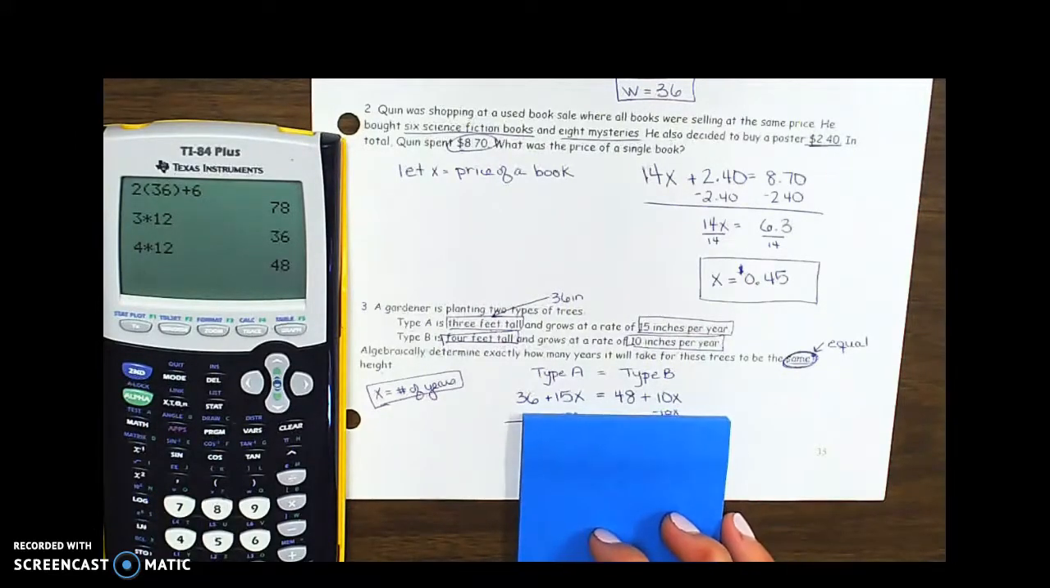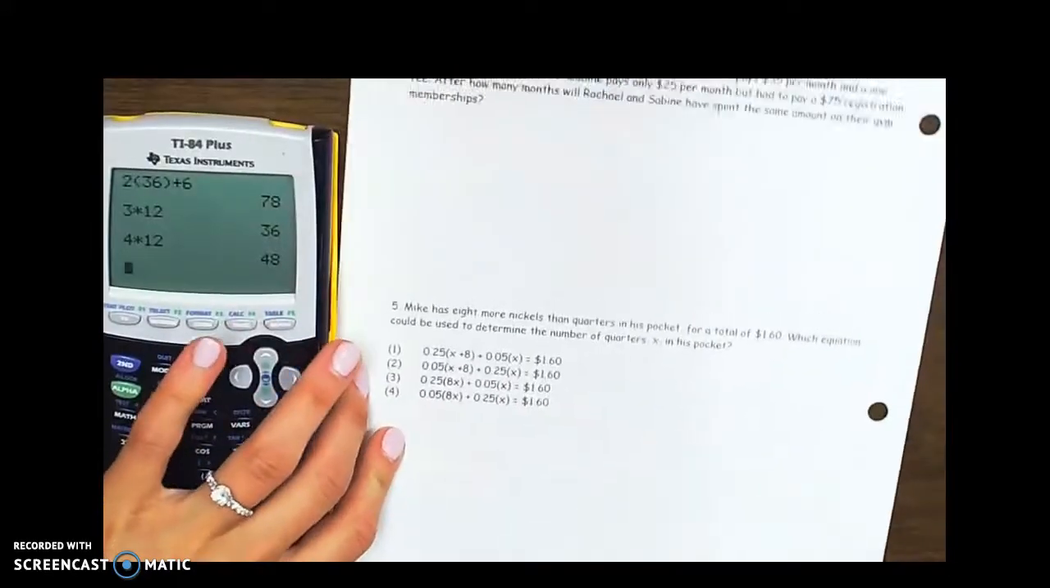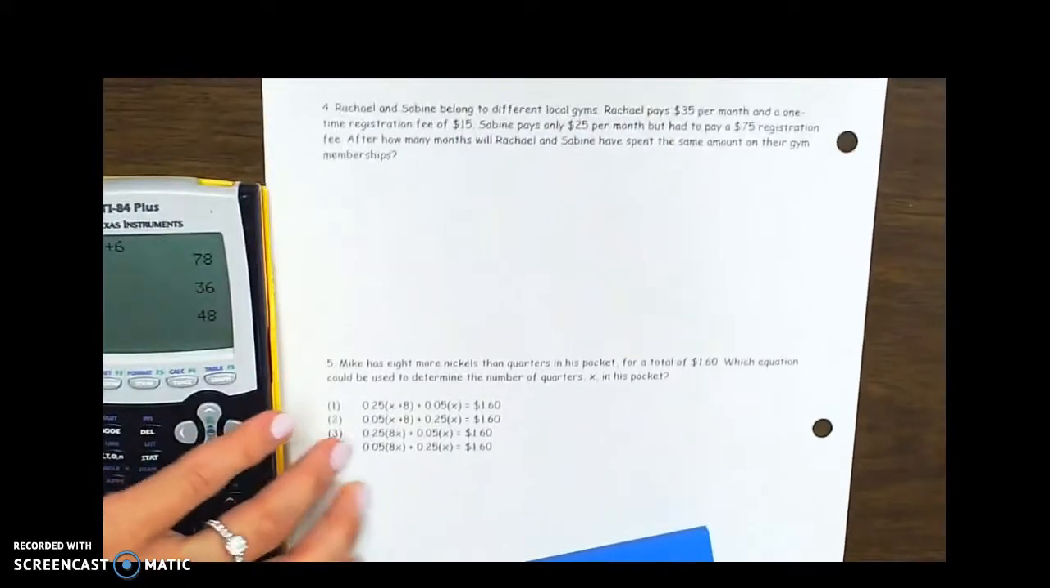Okay, so we're going to solve for x. Let's see, were you able to get 2.4 years? Okay, so the main idea was, how many years will it take? And that's exactly what we found. All right, let's flip the page over then, and let's take a look at number 4.